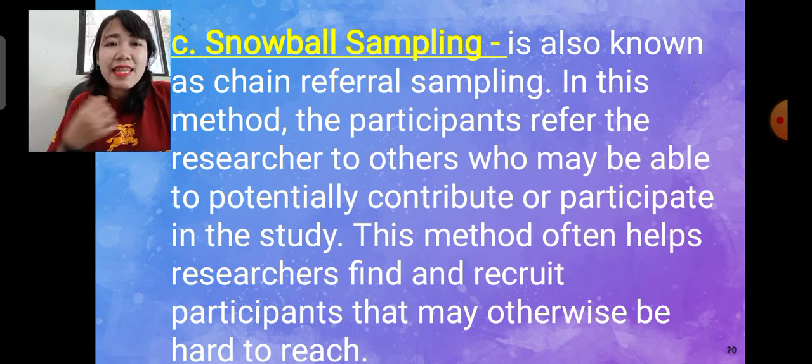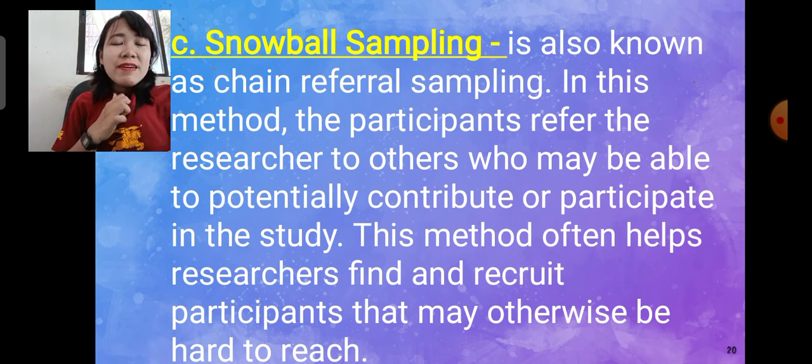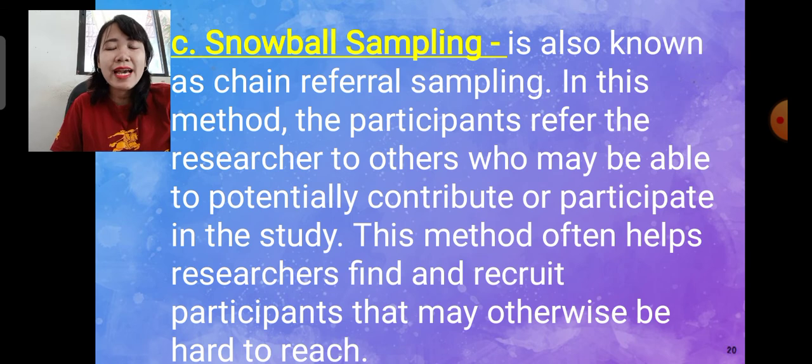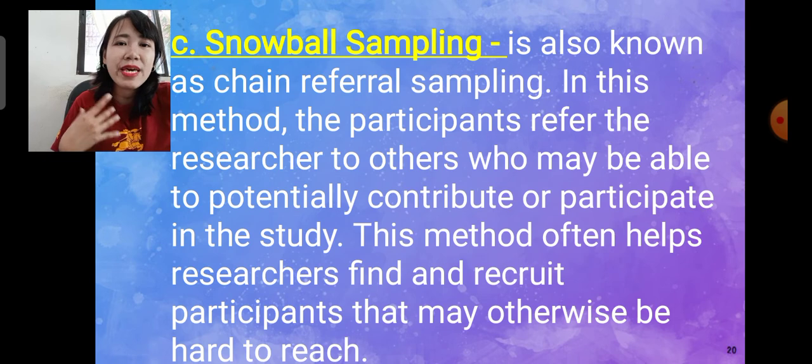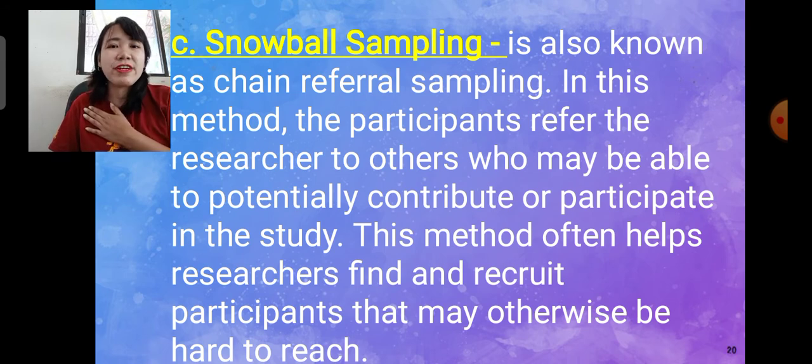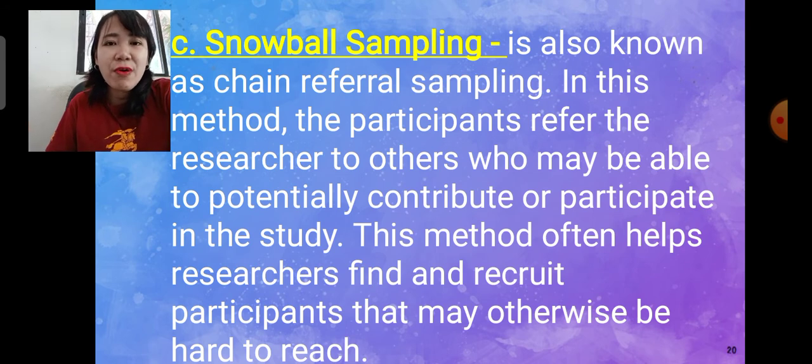So, ito yung nagre-refer ka. For example, kinuha mo ako as your respondents. And then, nakita ko in your study na may kakilala ko na pwedeng magbigay pa ng information or pwedeng mag-answer din sa question mo. So, pwede ako mag-refer. Let's say, pwede kong sabihin na si ganito, itong tao na to, pasagutin mo kasi mas fit siya dun sa hinahanap mo for your research. Mas makakasagot siya, mas makakapagbigay siya ng information.